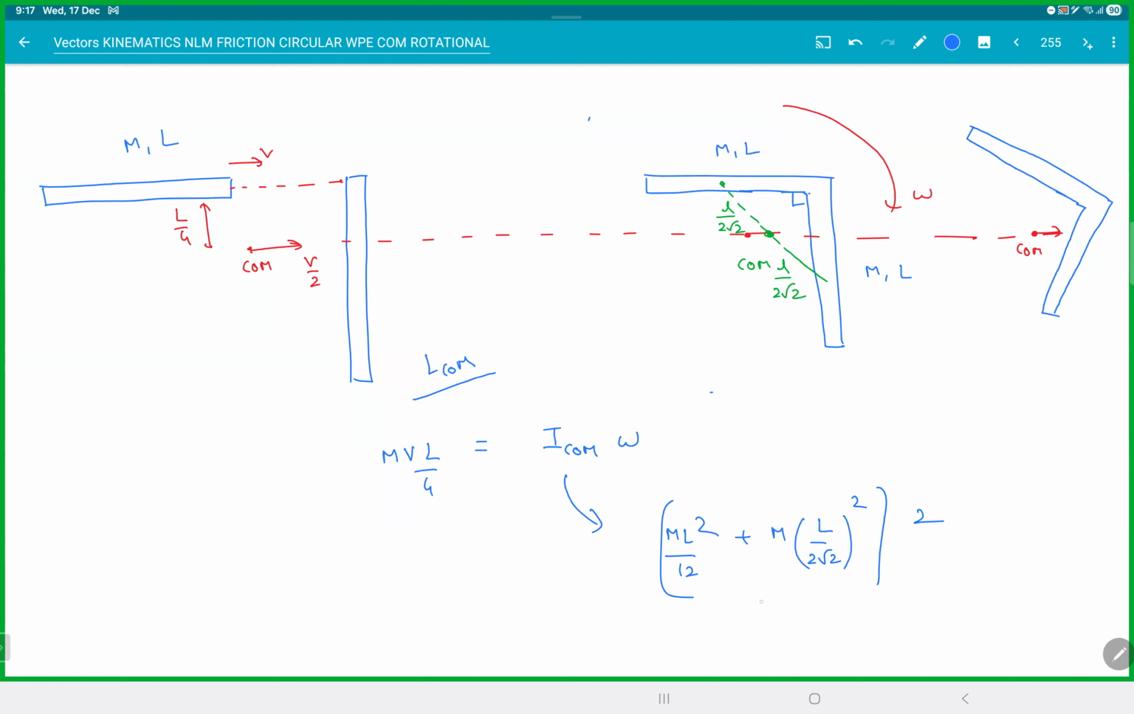That will be ml² by 6. That would be ml² by 8. So 2 goes off. That is 6 and 4. So 10 by 24, 5 by 12, 3. I think 3v by 5l.